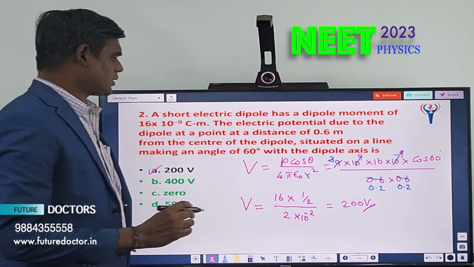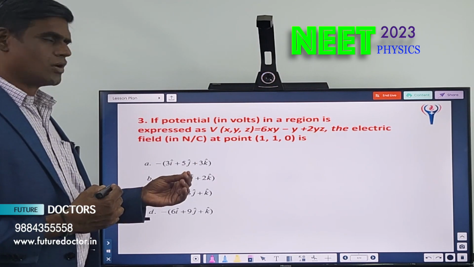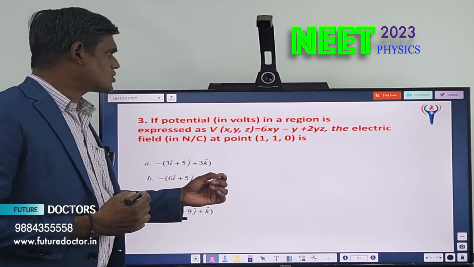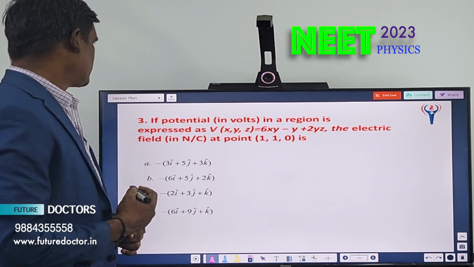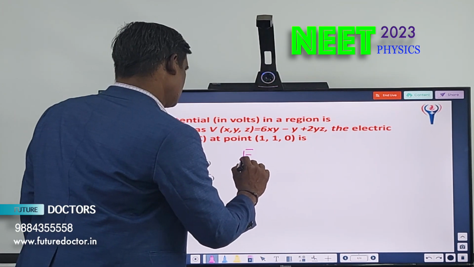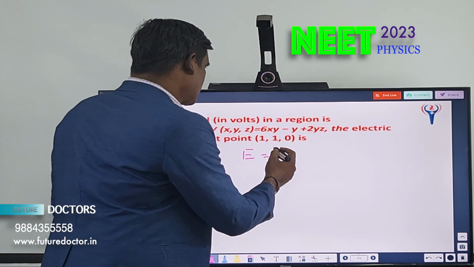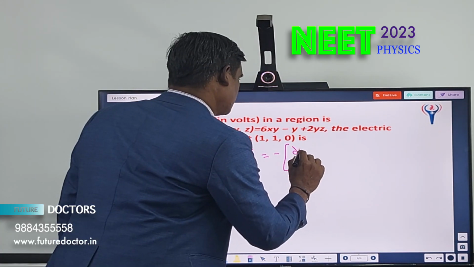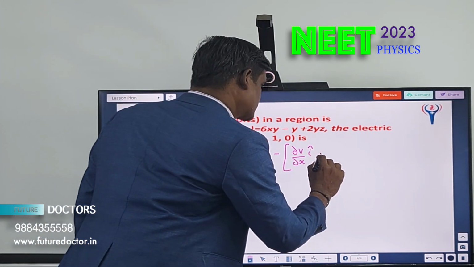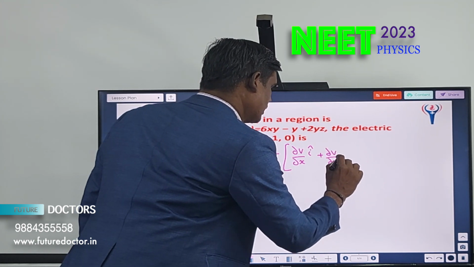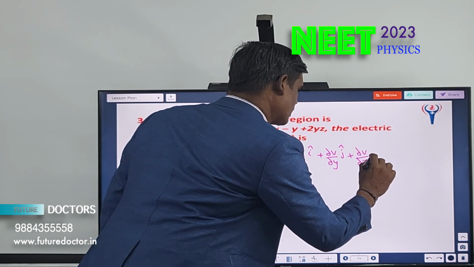Let's move to question number 3. If the potential in a region is expressed as V of x, y, z equal to 6xy minus y plus 2yz, the electric field in newton per coulomb at point 1, 1, 0 is dash. That is electric field E equal to the formula minus dV by dx. That is the formula. And dV is given as dou V by dou x into i cap, plus dou V by dou y into j cap, plus dou V by dou z into k cap.